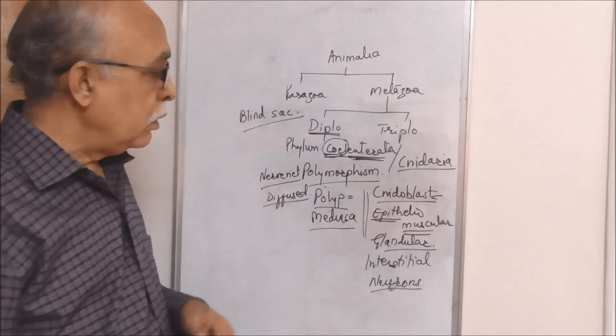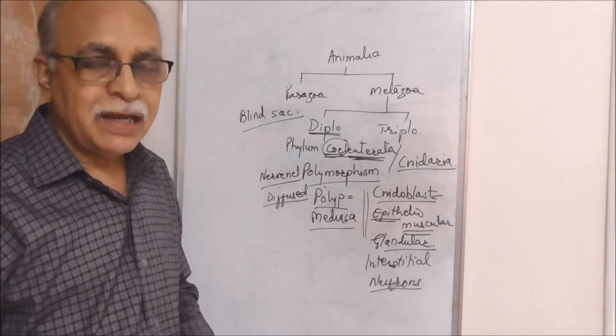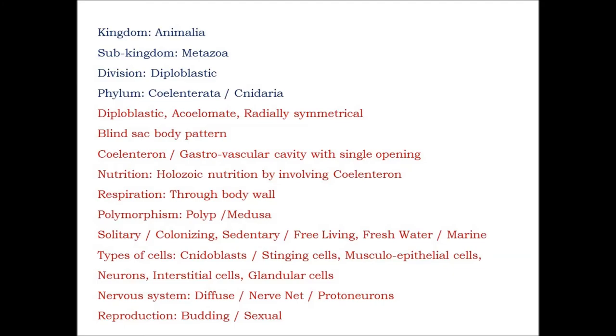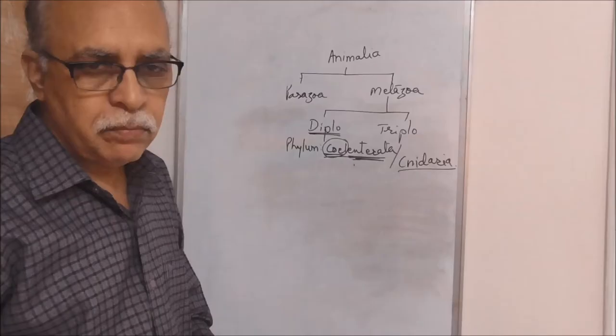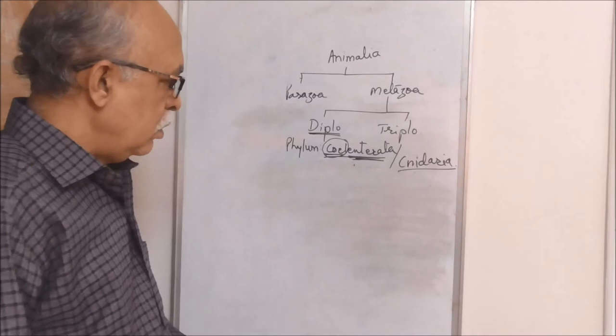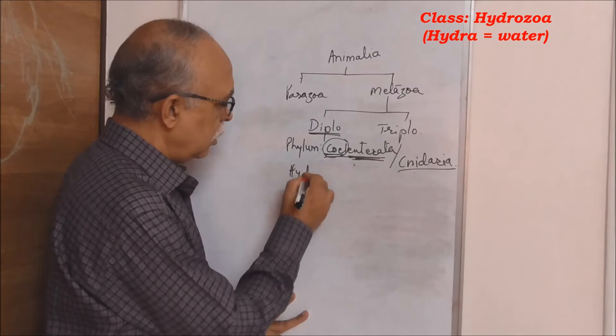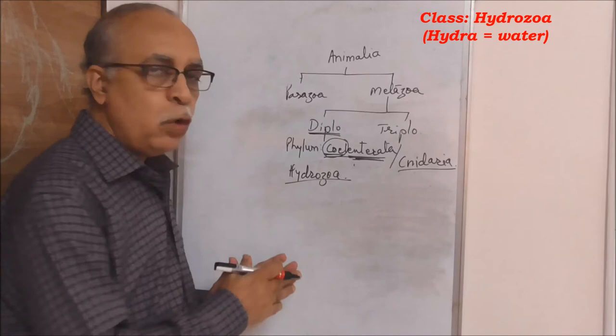Okay, that's about the phylum in general. Now let's talk about further classification of the phylum, the classes under it. Here also there are three different classes. First one is class Hydrozoa. Hydra means water. So these are aquatic animals.